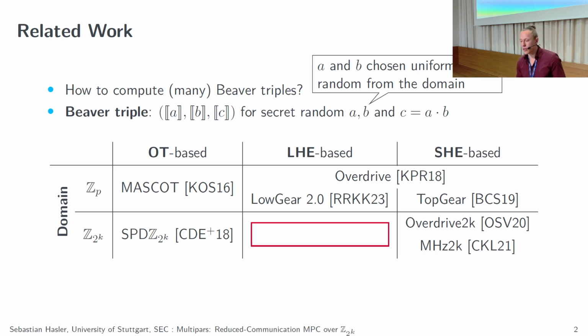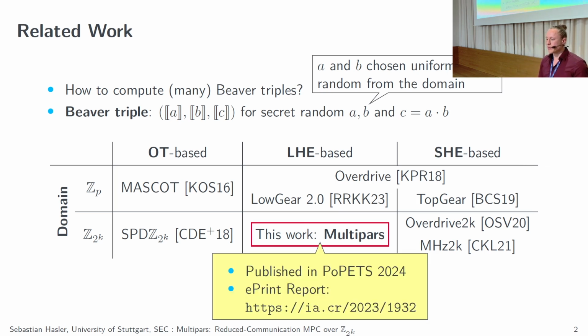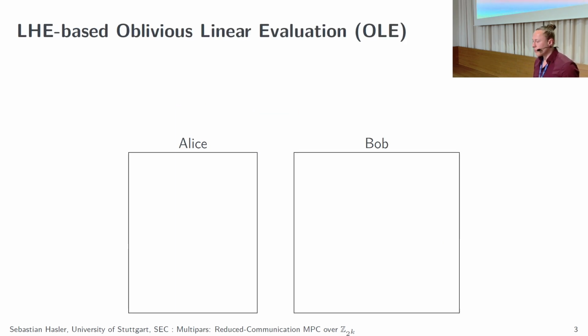And therefore, we wanted to fill in this gap with our work and generalize Overdrive to the Z2k setting also in its LowGear variant. This has been published in the proceedings of PETS 2024, and there's also an ePrint report online. This is what I'm going to talk about now. So how does this LowGear actually work? For this, we first need to talk about LHE-based oblivious linear evaluation.